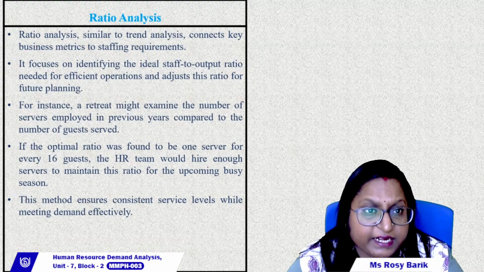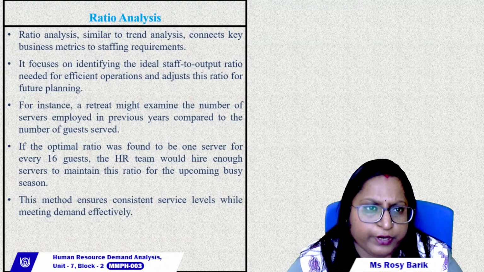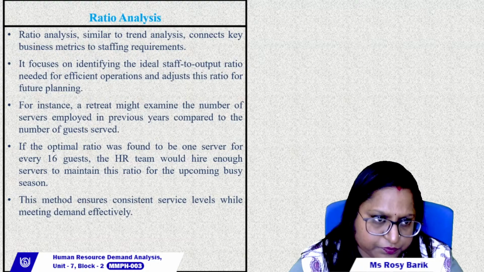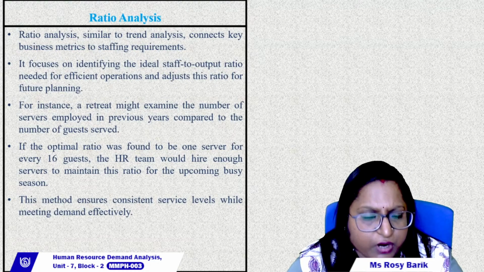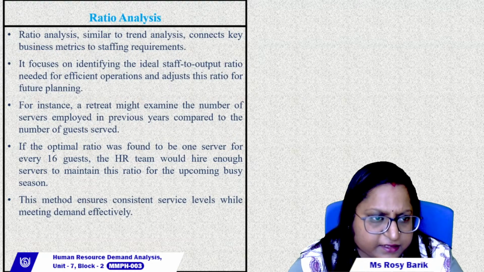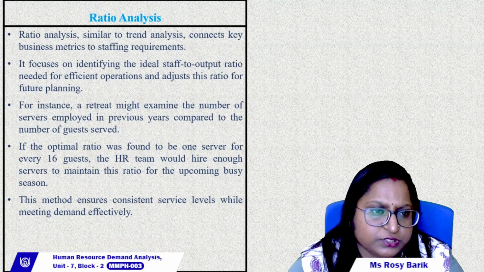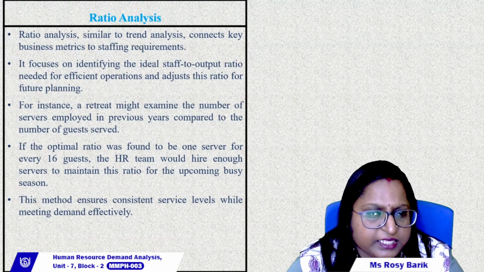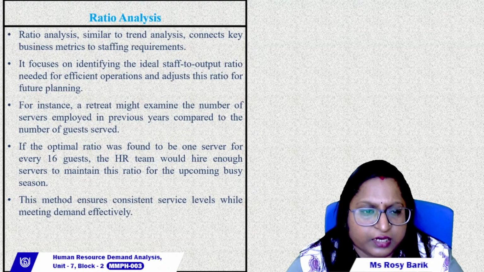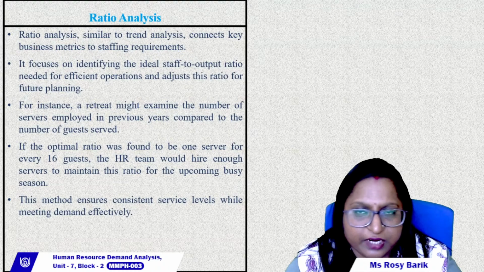For instance, a resort might examine the number of servers employed in the previous year as compared to the number of guests reserved. If the optimal ratio was found to be one server for every 16 guests, the HR team would hire enough servers to maintain this ratio for the upcoming busy season. This method ensures consistent service levels while meeting the demand effectively.